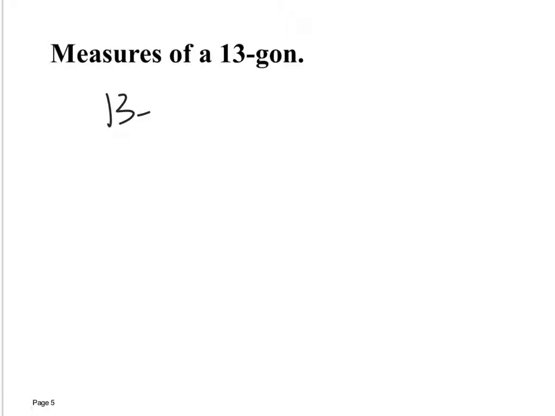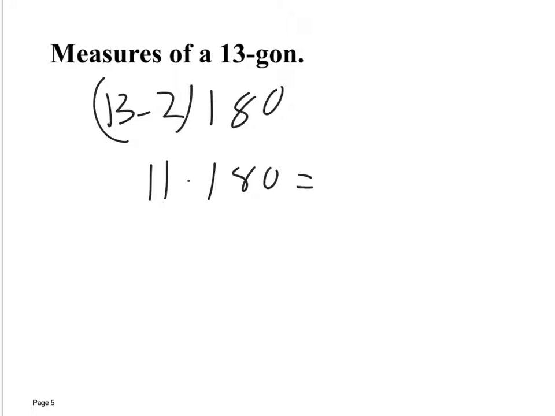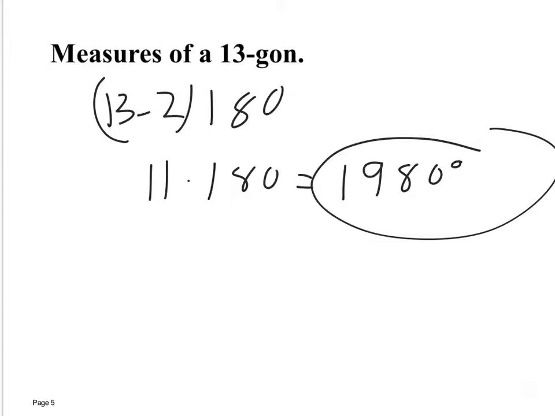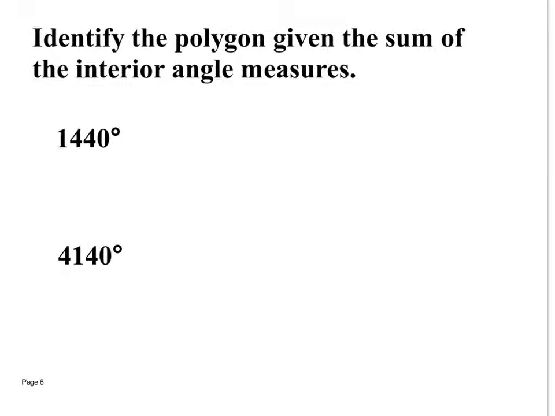13 gone. 13 sides, so we take 13 minus 2 because our formula is n minus 2. We times that by 180. The formula says times by 180. So 11 times 180 gives you 1980. Right? And that's how many degrees is in a 13-gon. Good. All right. Write this down.